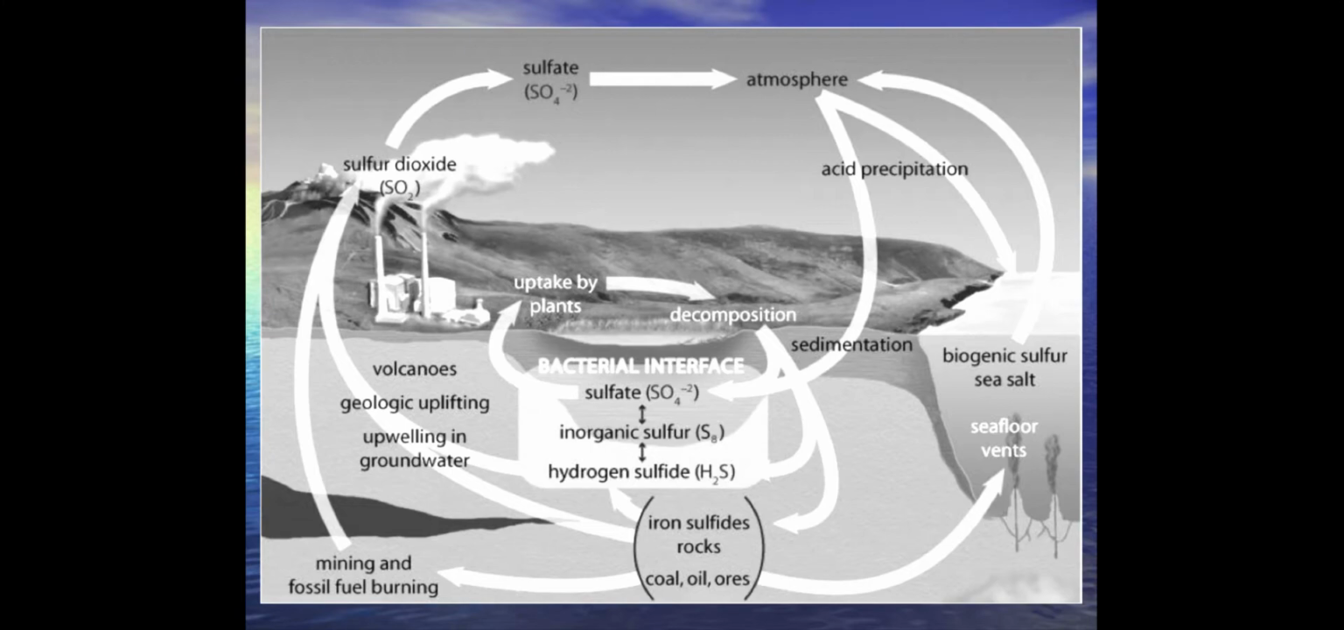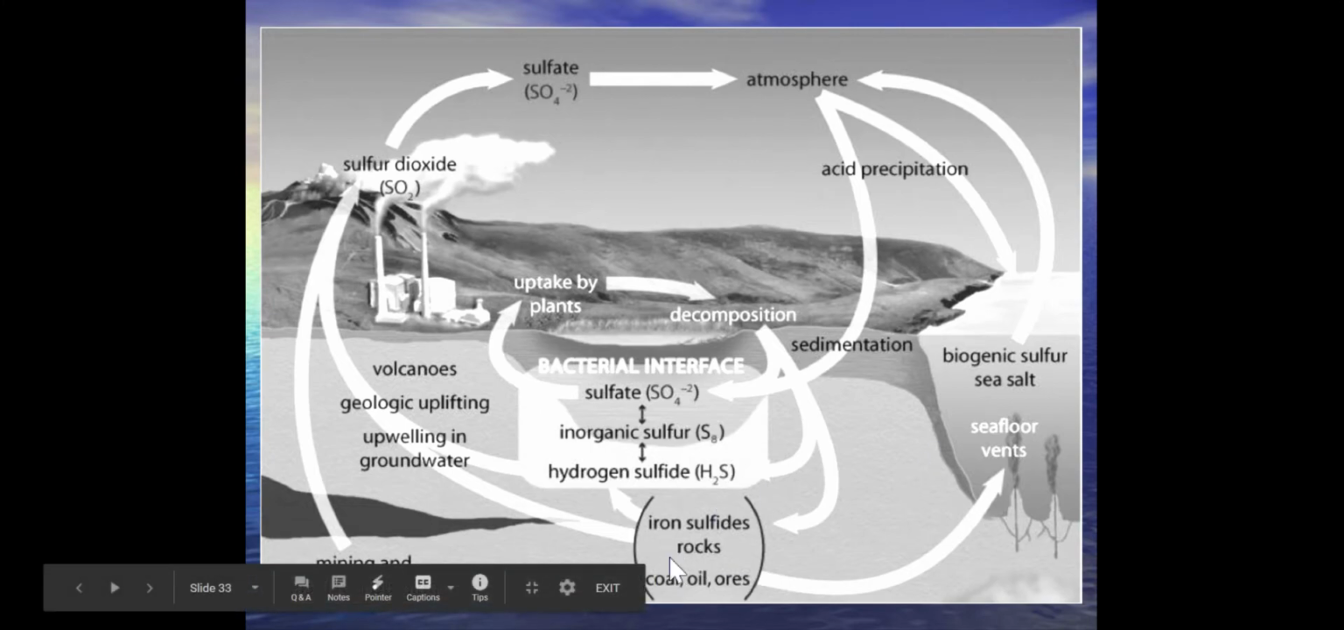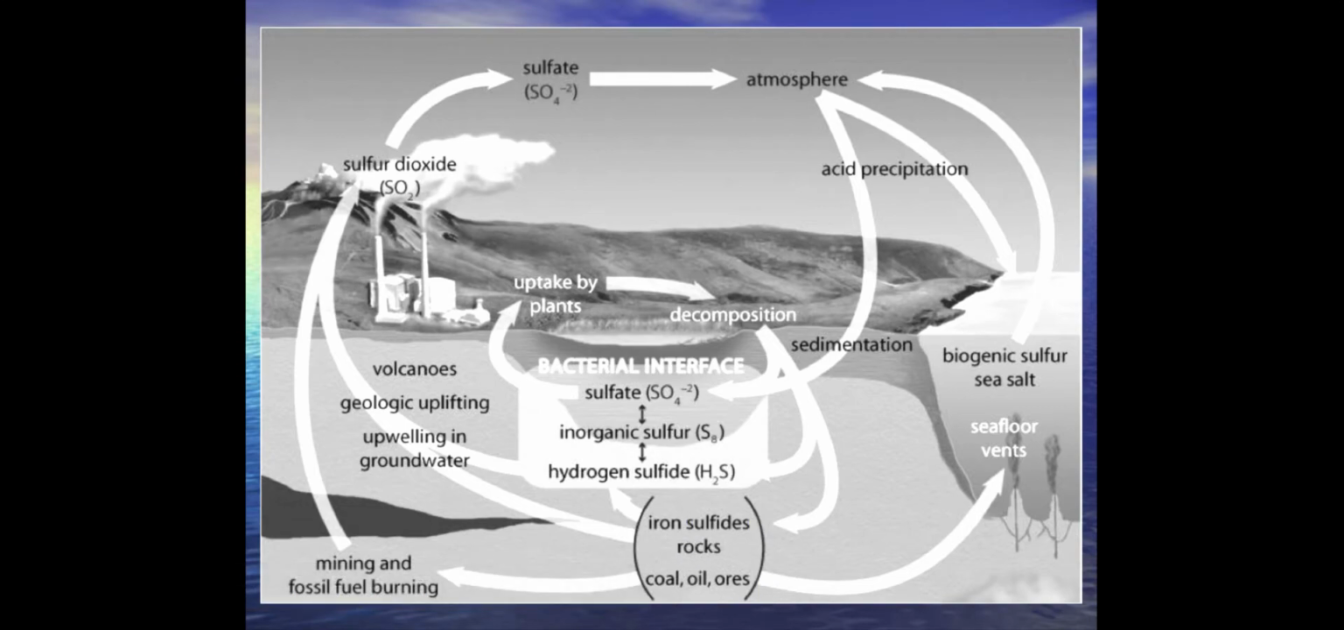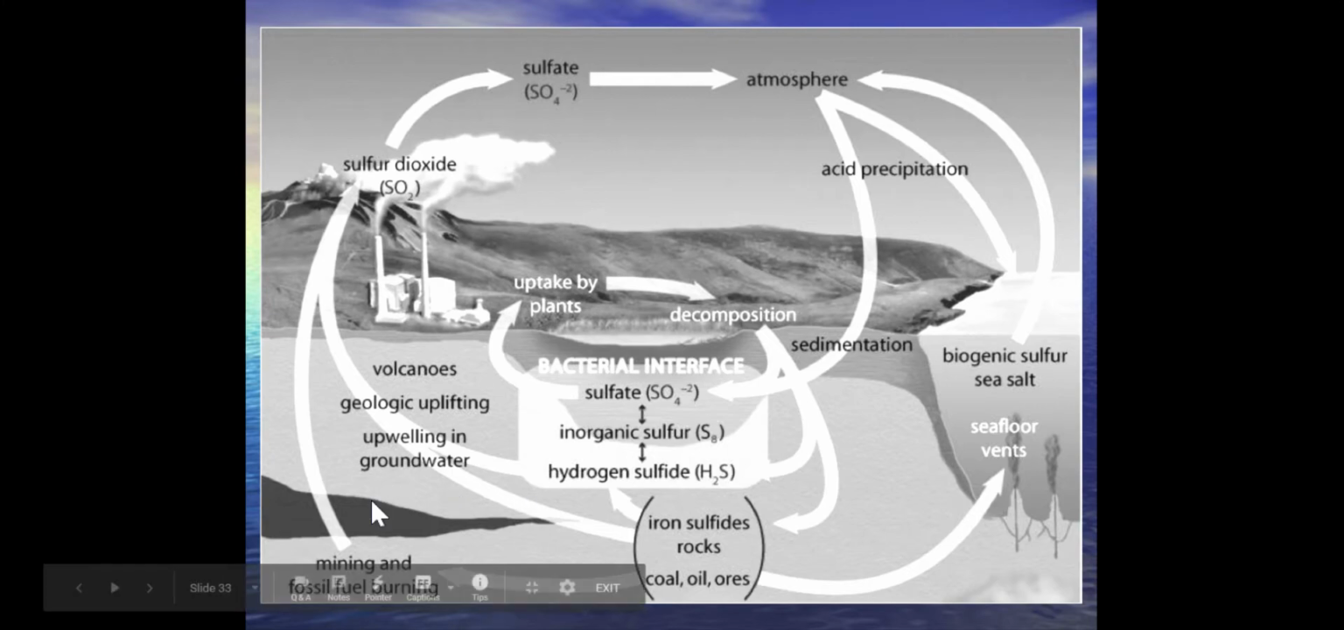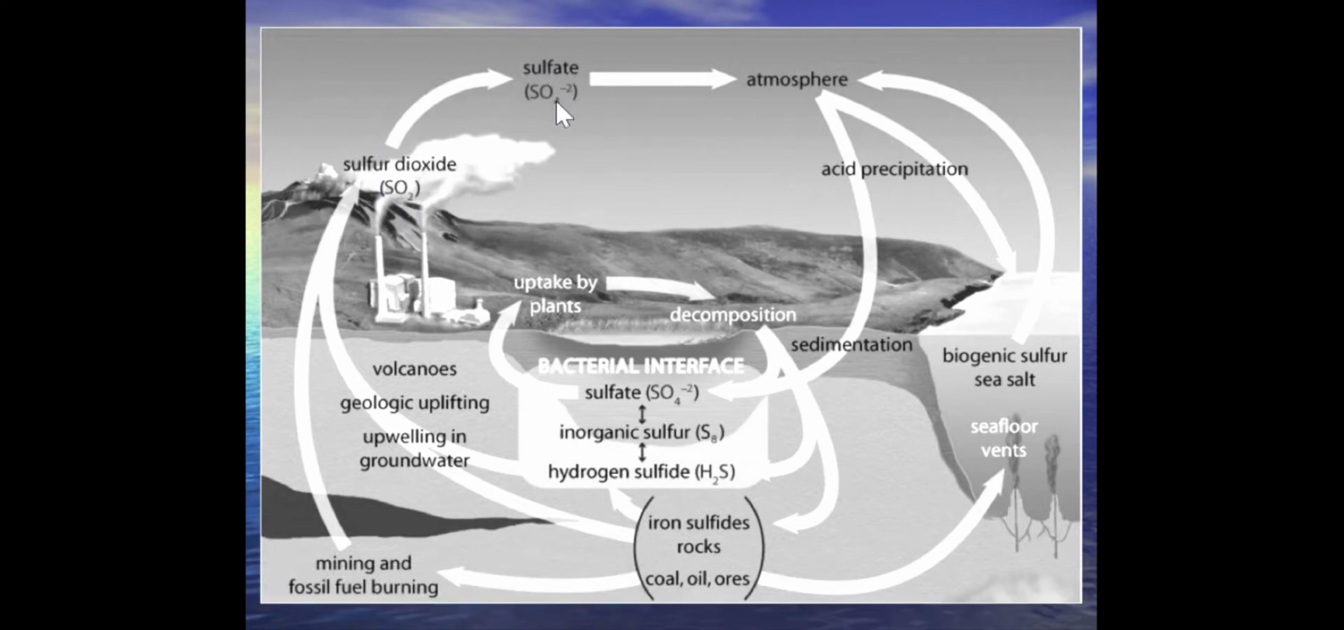So we get sulfur from iron sulfides in rocks, coal, oil, and ore, deep in our earth core. It's extracted through mining and fossil fuel burning. So that essentially creates sulfur dioxide. Sulfur dioxide has to be converted to sulfate in the atmosphere, and then typically it comes back as acid precipitation or an acid rain format.